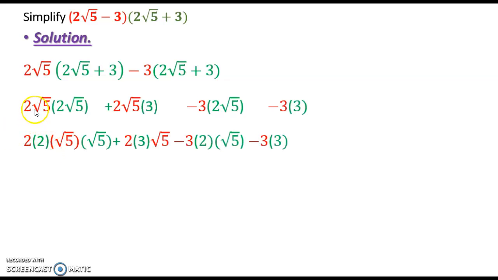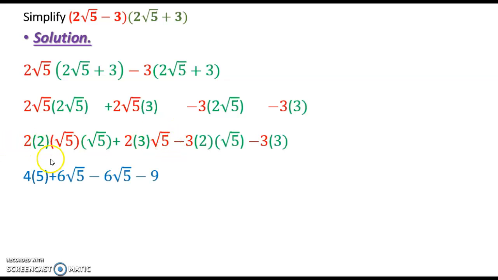So what do we get? When we multiply 2 root 5 by 2 root 5, we multiply 2 by 2 and root 5 by root 5. Then we have 2 by 3 multiplied by root 5, minus 3 by 2 multiplied by root 5, and minus 3 by minus 3. So again, what did we do? We multiplied rational by rational, irrational by irrational. And when there's only one irrational number, you just write it in.